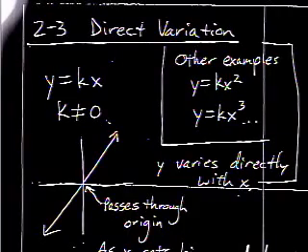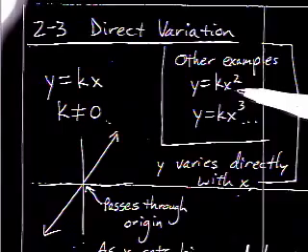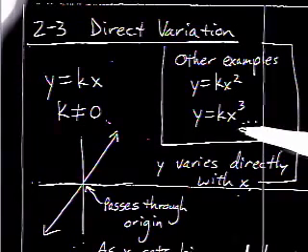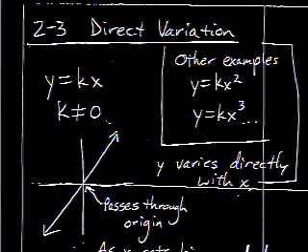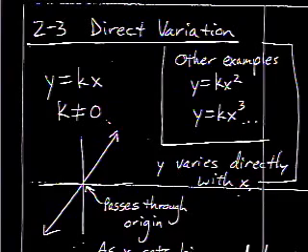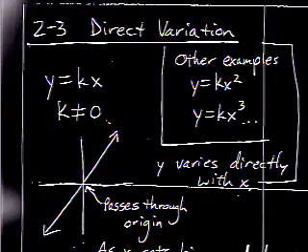Let me zoom out a little bit. We have other examples, right? Y varies directly with x squared. Y varies directly with x cubed. Now these are other examples which we will not be dealing with immediately, but we will eventually be dealing with them in the not too distant future. So don't forget about them. But when we speak of direct variation, simple direct variation is just y equals kx.